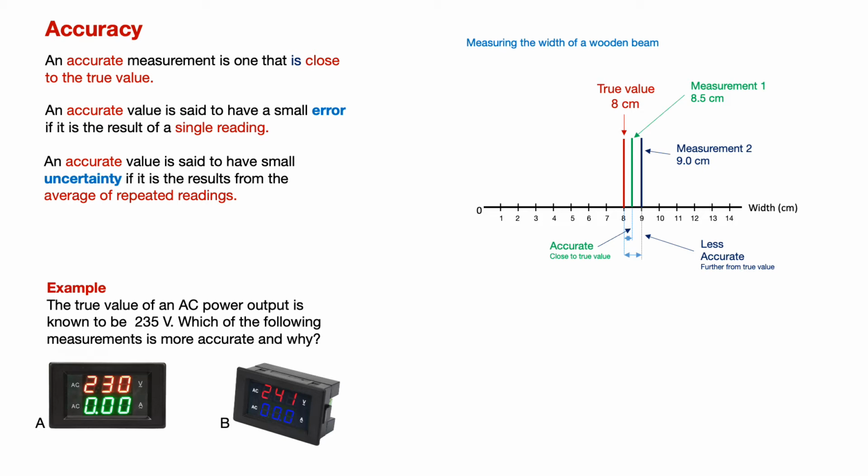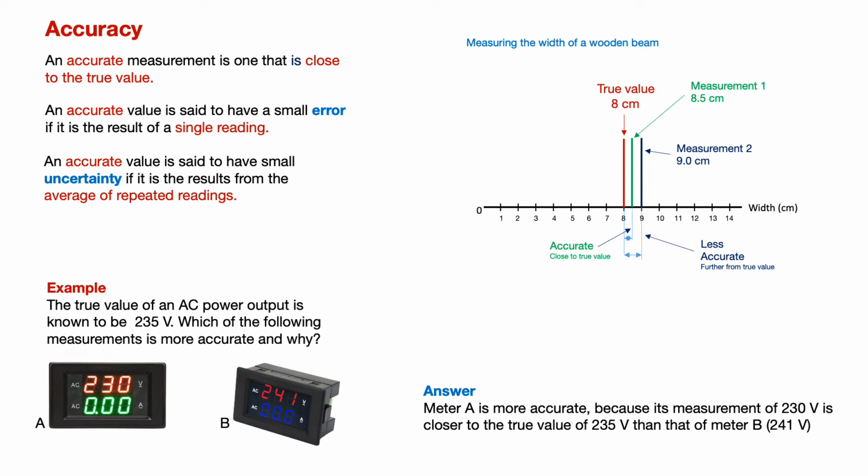Okay, let's try an example. Imagine you're measuring a voltage from an AC power supply, and you know from the factory calibration that the voltage is 235 volts. That's the true value. Which of the following measurements is more accurate and why? Well, I hope you can see that meter A is reading 230 volts, but meter B is reading 241. 230 is closer to the true value of 235, and so is more accurate.